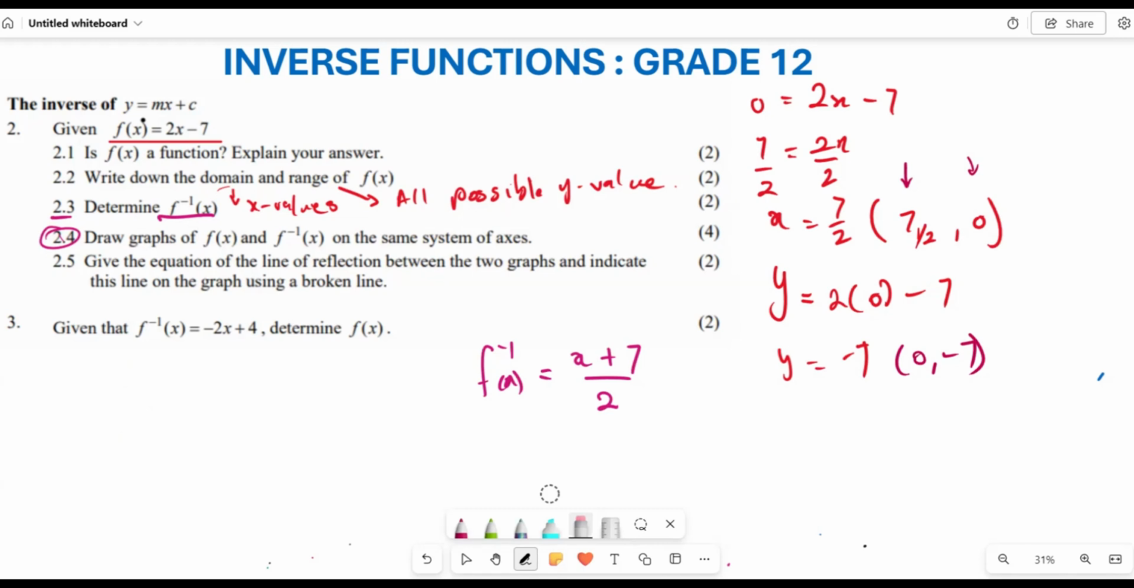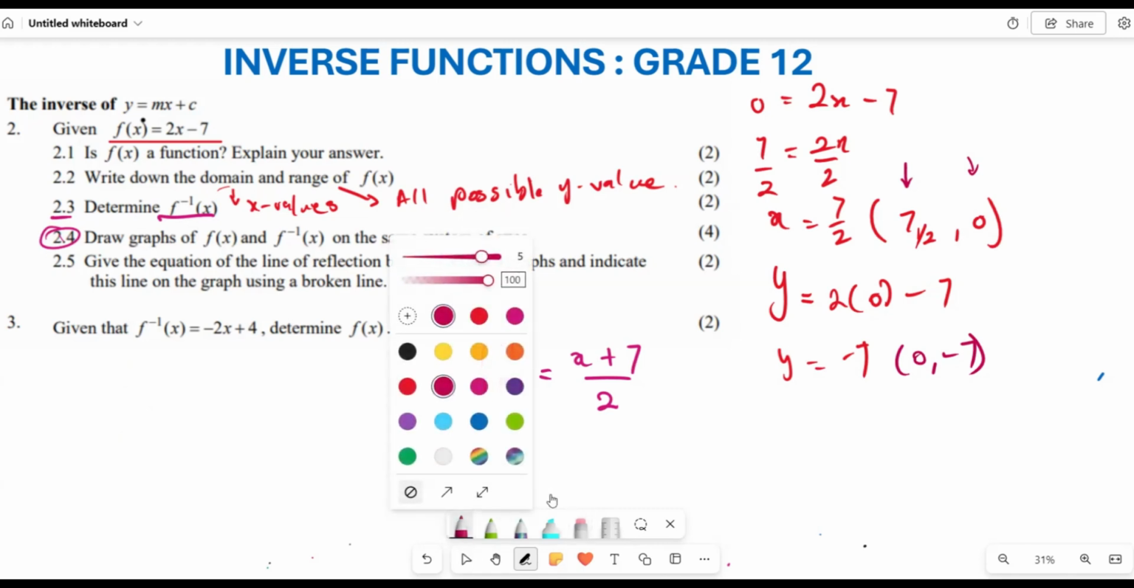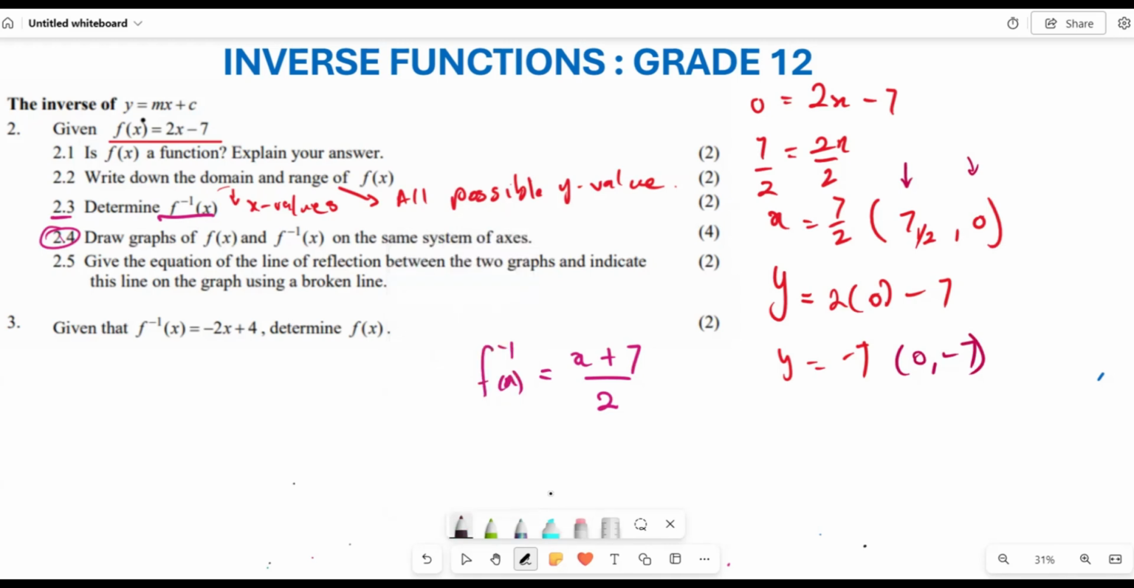If I start here, I'm looking at my inverse, which is (x plus 7) over 2. Let's say I'm looking for my x-intercept. This is going to be 0 is equal to (x plus 7) over 2. Remember the over 2 here divides everything. So if I separate it, this is the same as 0 is equal to x over 2 plus 7 over 2.